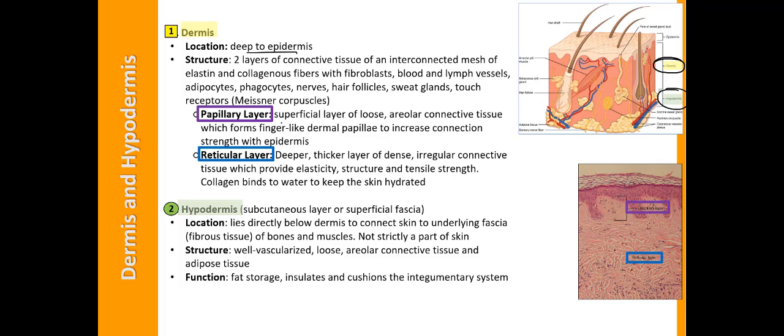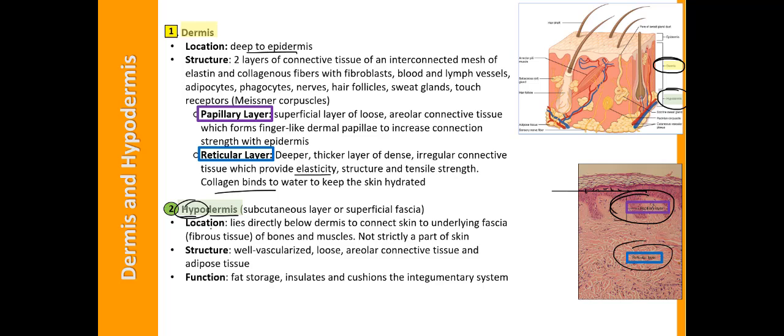So the papillary layer is the more superficial layer over here. It attaches the dermis to the epidermis, whereas the reticular layer is much thicker, and there's a lot of collagen fibers over here, and it provides the skin with the elasticity and strength and structure that we associate with it. The third layer, which is the deeper layer, is the hypodermis layer under the dermis.